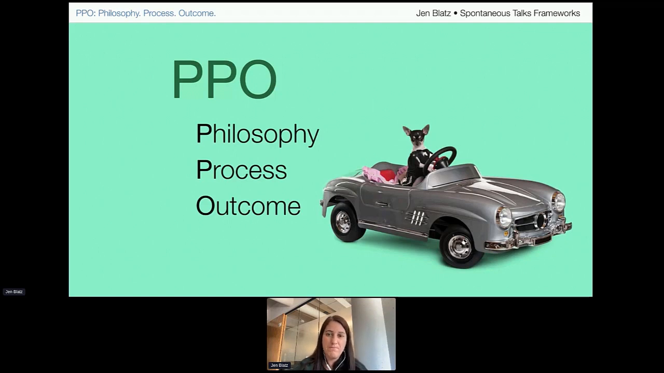So what you're doing with this framework is you're sharing your philosophy or your level setting on your stance a little bit. So you share your point of view, why you feel a certain way. Then you talk about how you accomplished something or how you approached a scenario, how you did it. That's the process. And then you wrap up by telling them the outcome or the result.